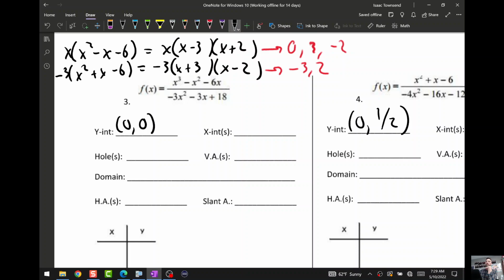So if there's any number that makes both the numerator and denominator 0, we'd have a hole. Doesn't happen here. If there's any number that makes just the numerator 0, we get an x-intercept. So 0, 3, and negative 2. And we really should have known this one anyway, right? The origin's not just a y-intercept, it's also an x-intercept. So it's good to see that the algebra is consistent with that. And then any number that makes just the denominator 0 is going to be our spikes in the graph, our vertical asymptotes.